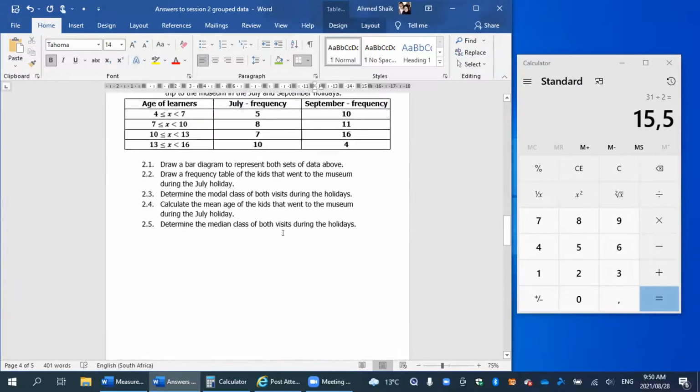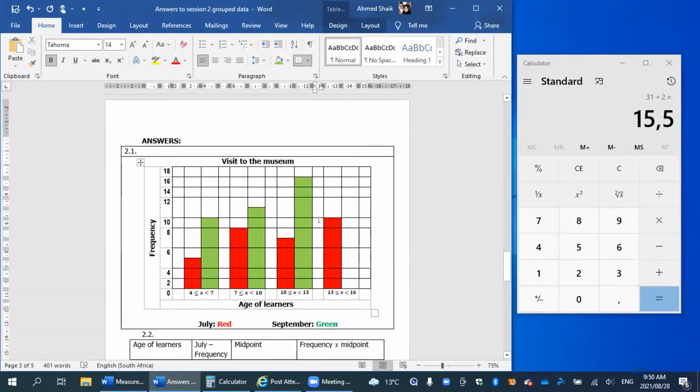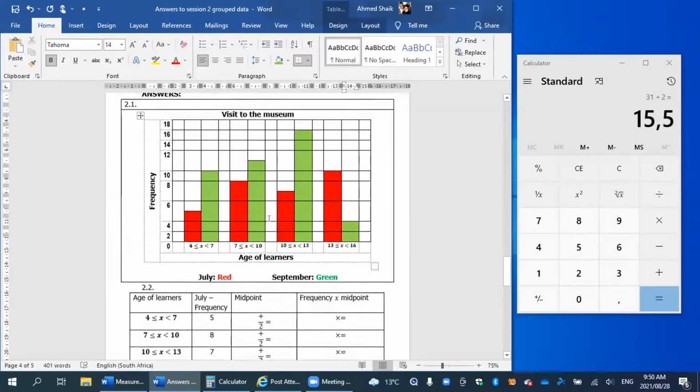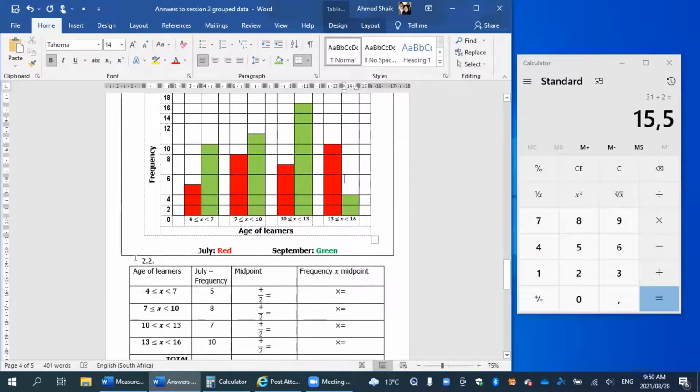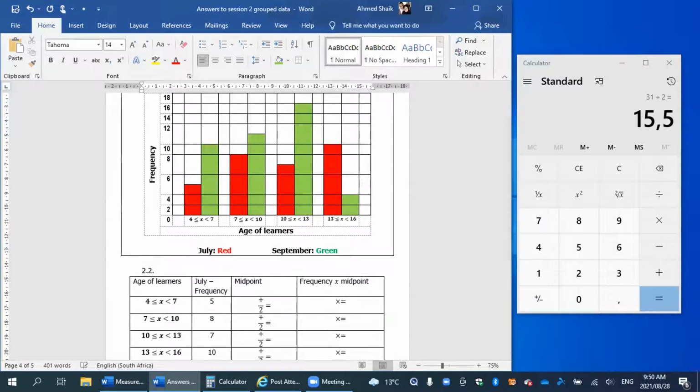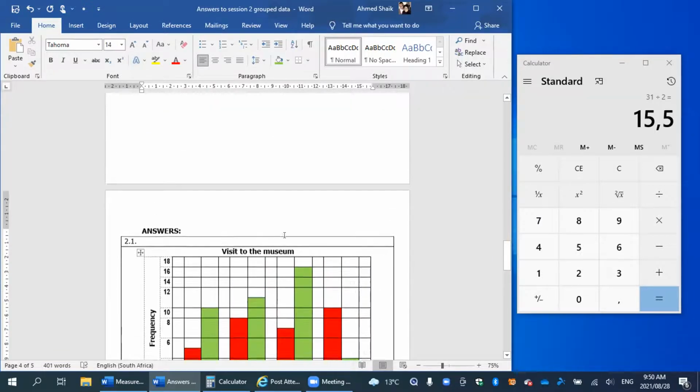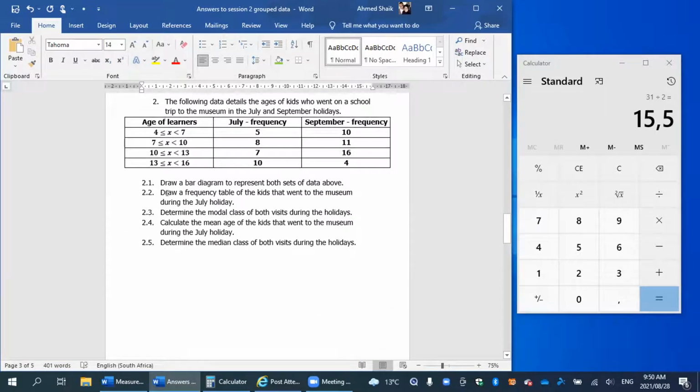And your last bar has a frequency of 4. So I'm going to go from 0 to 4 and highlight it in green. And that is what your bar diagram should look like for 2.1. 2.2, draw a frequency table of the kids that went to the museum.